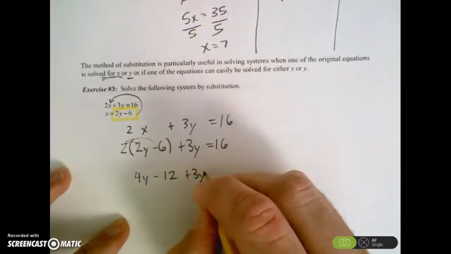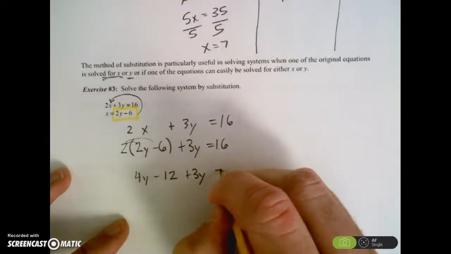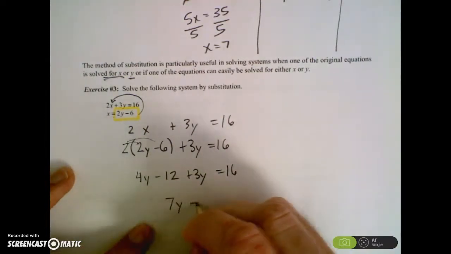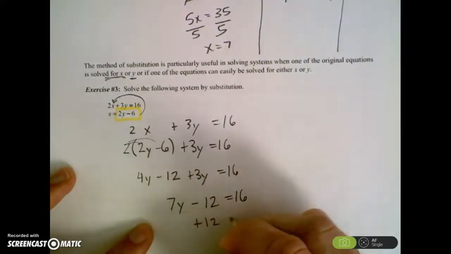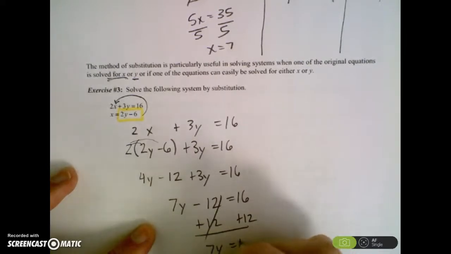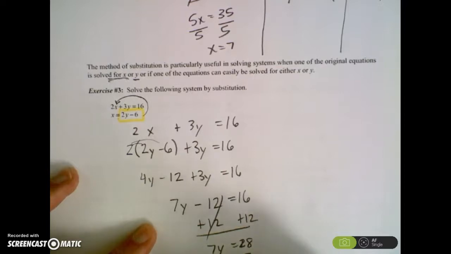So 2 times 2 is 4y with the y there. 2 times negative 6 is negative 12. Combine like terms, I can see 4y and 3y make 7y. Add 12 to both sides. 7y equals 28. And then divide by 7, y equals 4.